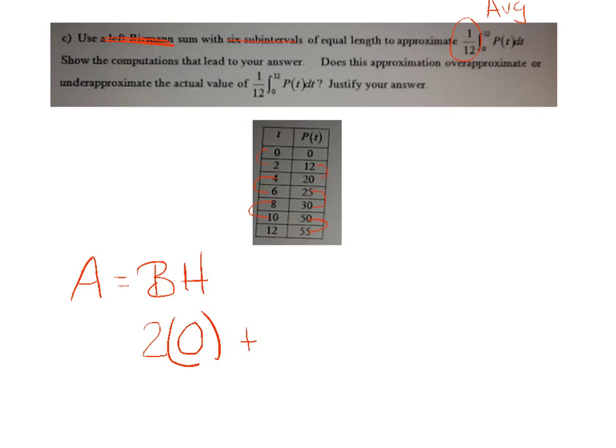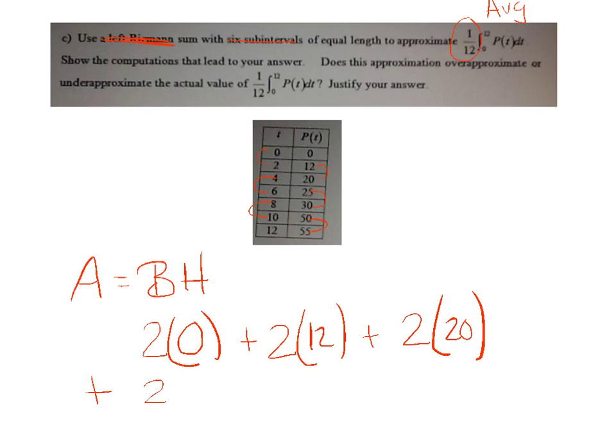Add on to that. Okay, the next one is this, 2 and 4. Its base is also 2. And I want the height on the left. So out of 2 and 4, 2 would be on the left. That has a height of 12. Plus the next section is 4 to 6. That happens to have a base of 2. Height on the left out of a 4 and 6 would be the 4. This would be the left side. This would be the right side. Height is 20.